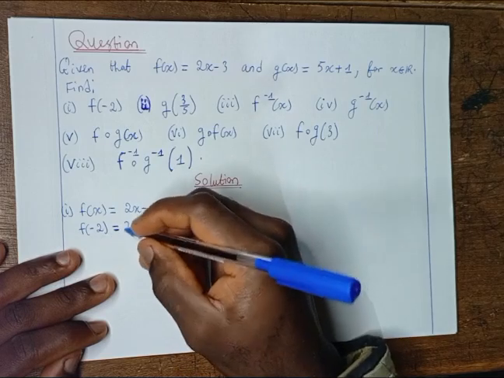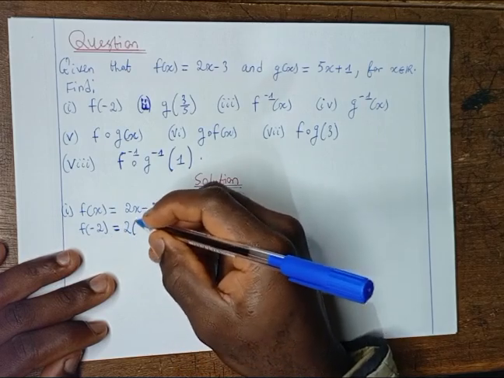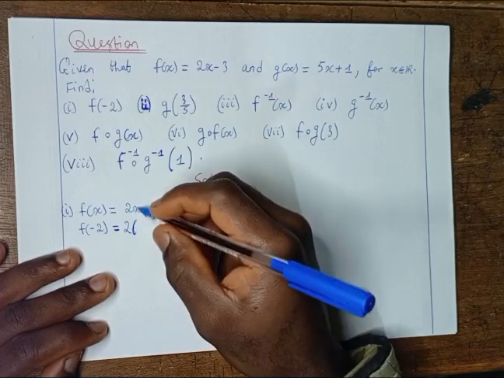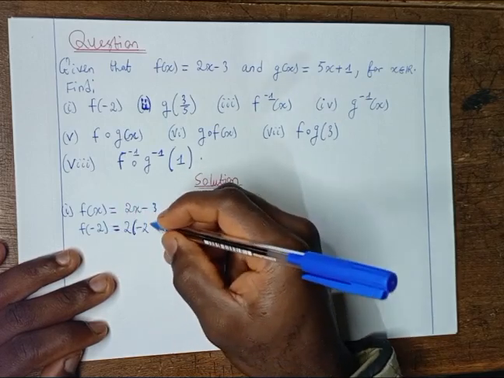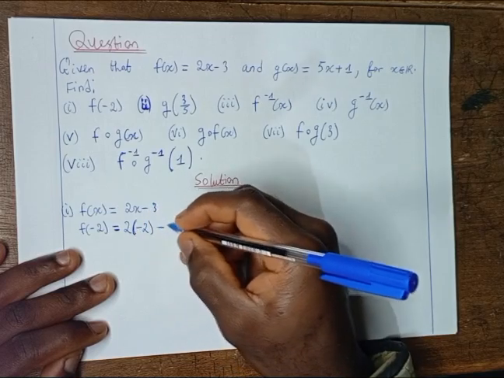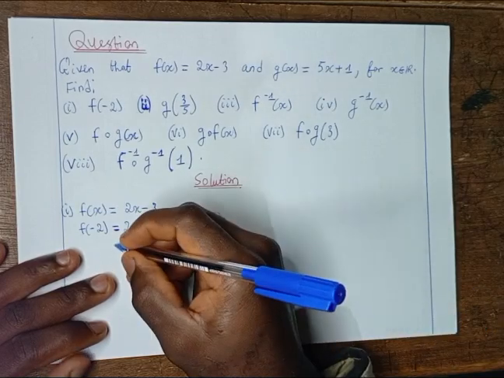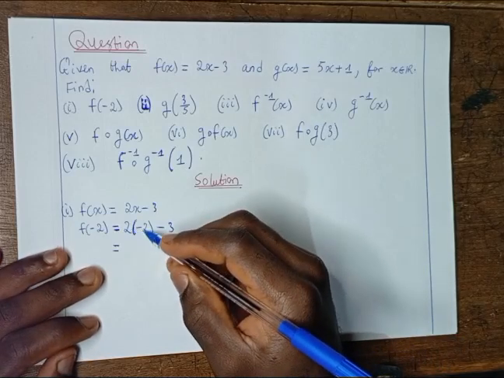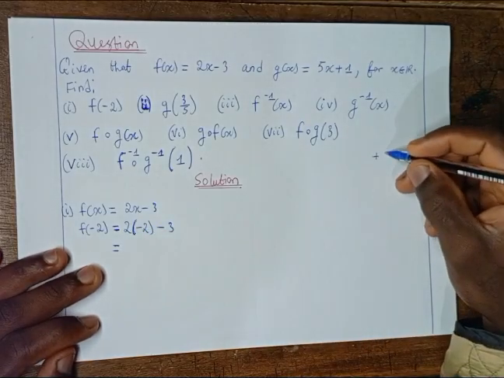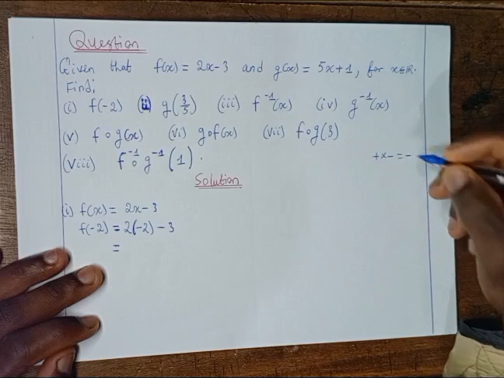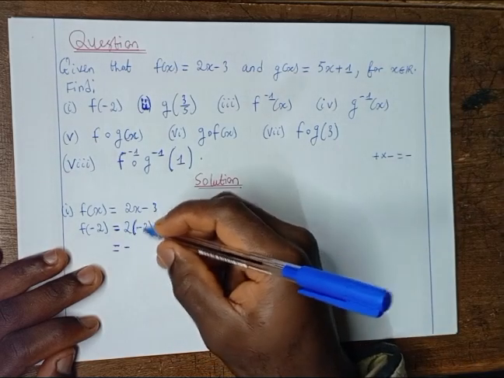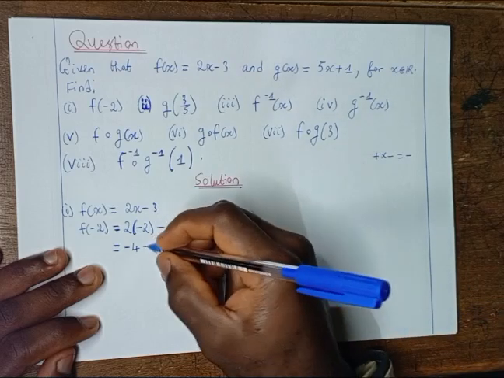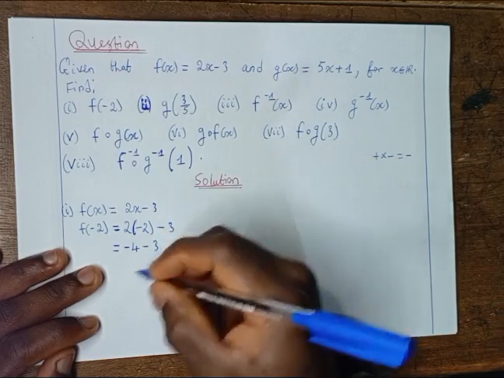So this will give us 2 times, 2x is simply 2 times x. So here we have to replace x with negative 2: 2 times negative 2 minus 3. This is simply equal to 2 times negative 2. We are multiplying a positive number by a negative number, so the result will be negative. 2 times 2 gives us 4. So our result here will be negative 4 minus 3.